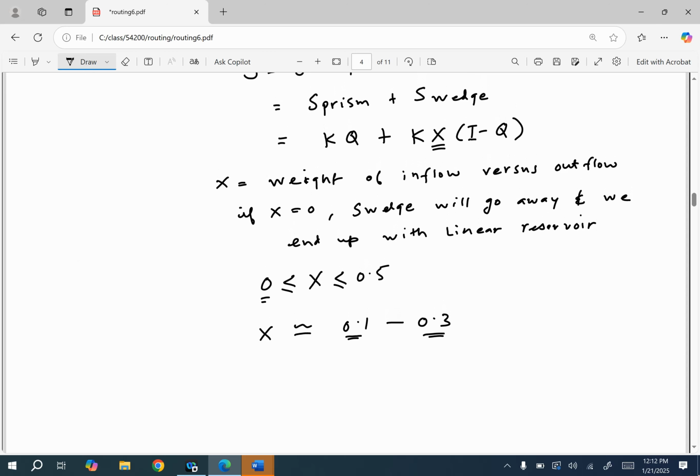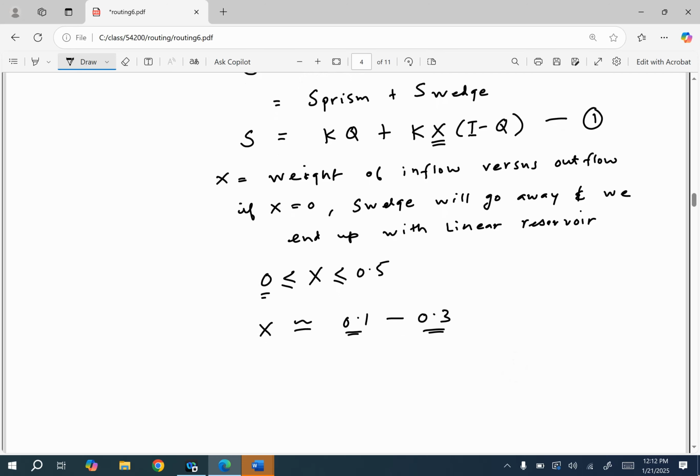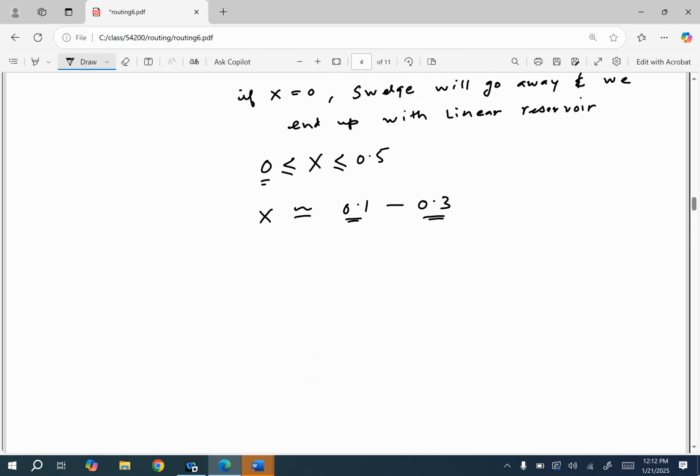So how do we find K and X? We will see in a later video, and for that we need observed data. So for now, this is the expression we have for the total storage, and this is our first expression. And if you remember, for routing flow through a reservoir, or in this case a channel, we need two expressions. One is the storage and inflow-outflow relationship, and the second one is the continuity equation.